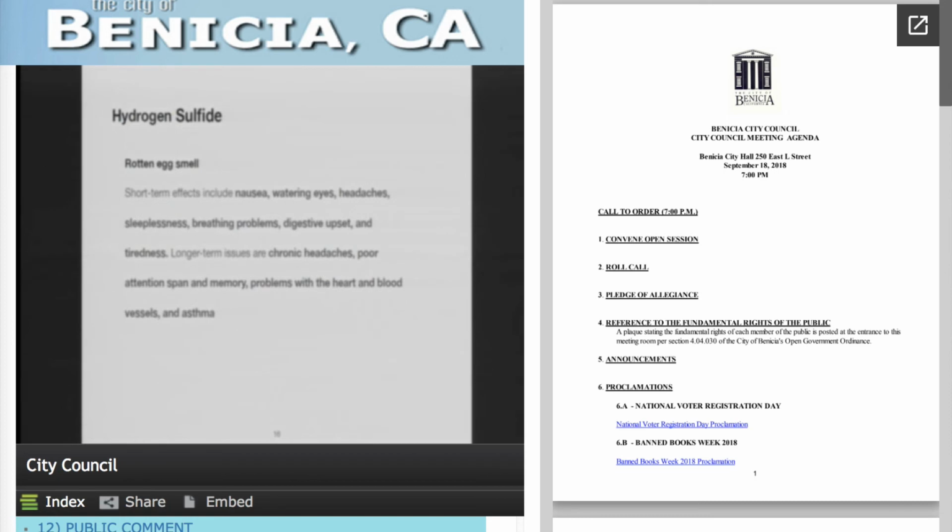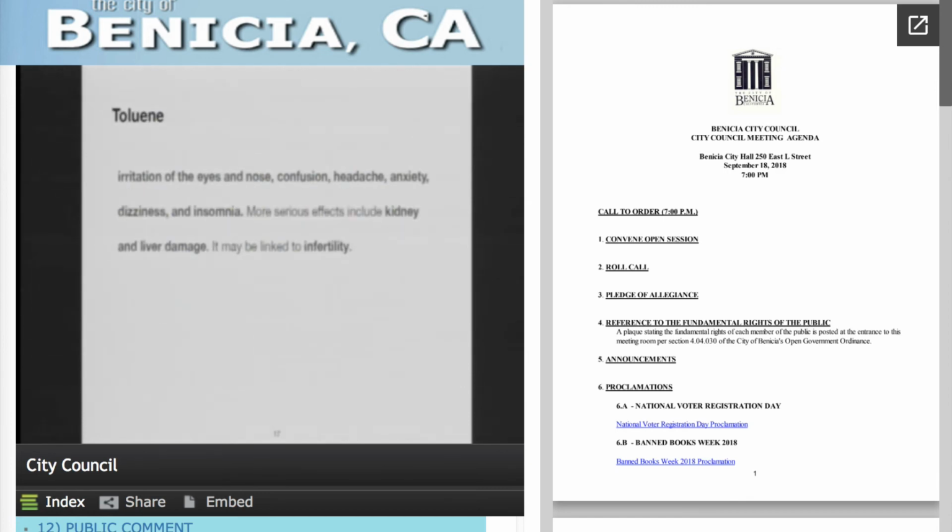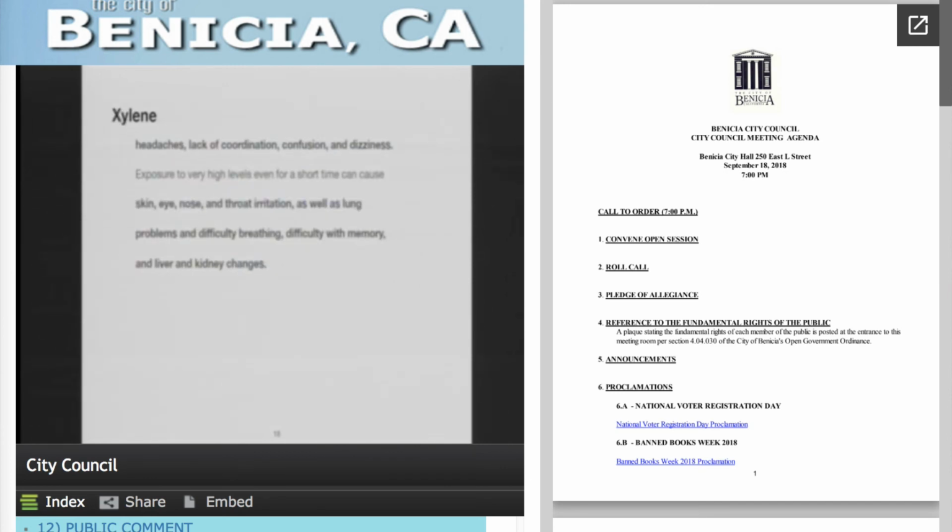Hydrogen sulfide produces a rotten egg smell, and short-term effects include nausea, watering eyes, headache, sleeplessness, breathing problems, digestive upset, and tiredness. Toluene exposure can result in irritation of the eyes and nose, confusion, headache, anxiety, dizziness, and insomnia. More serious effects can include kidney and liver damage and may be linked to infertility. Xylene exposure can cause headaches, lack of coordination, confusion, and dizziness.